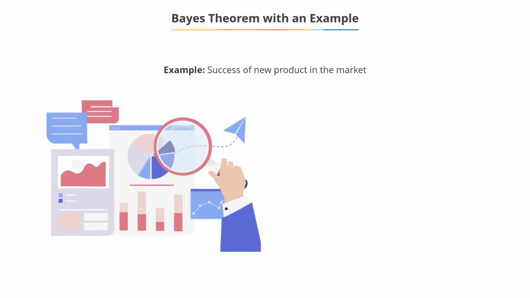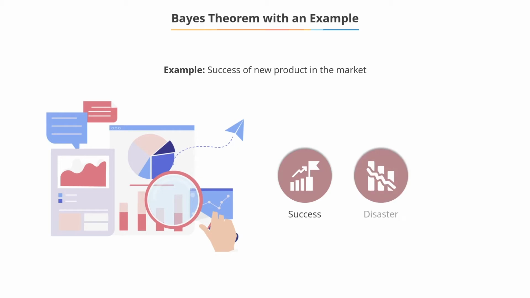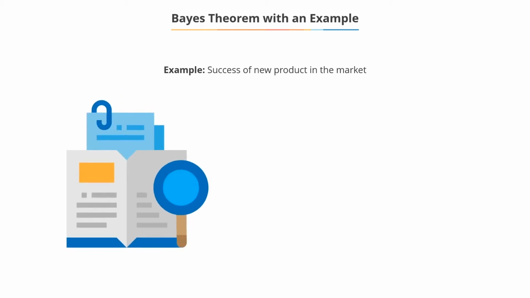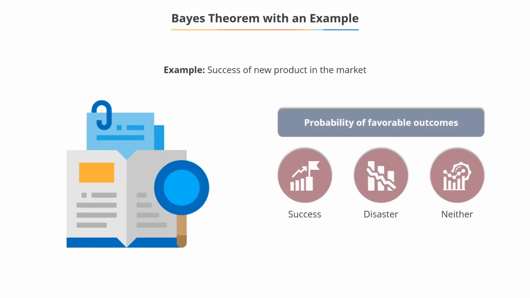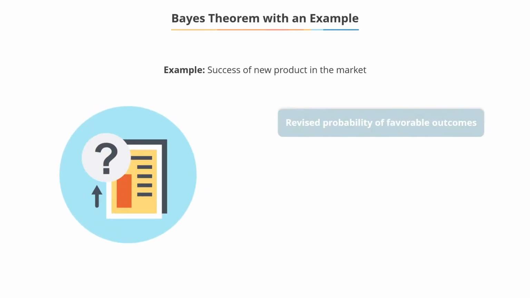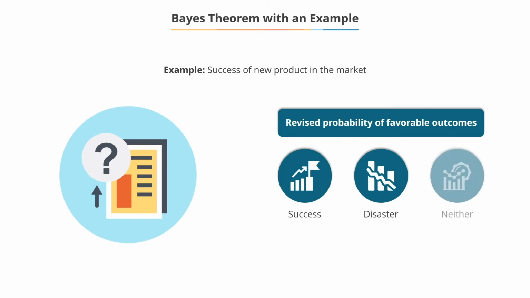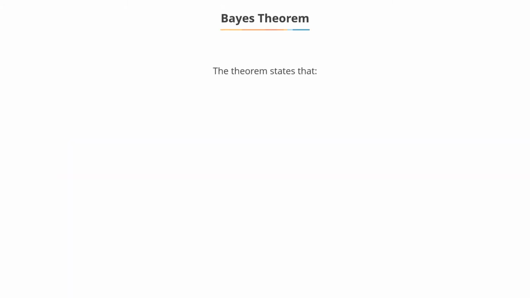From the past data, the company knows the probabilities that a product will be a success, a disaster, or neither of them. The company also knows the probability of a favorable outcome from a market research survey in each of the three cases. The company would now like to know the revised probabilities of each outcome when the market research survey has projected a favorable outcome. Bayes' theorem is useful in this case.